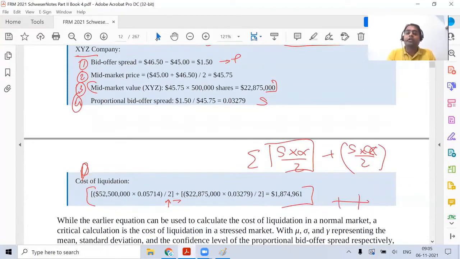Look at this question and give me a quick confirmation on chat. Are we good till this point? You'll need to remember the formulas over here.